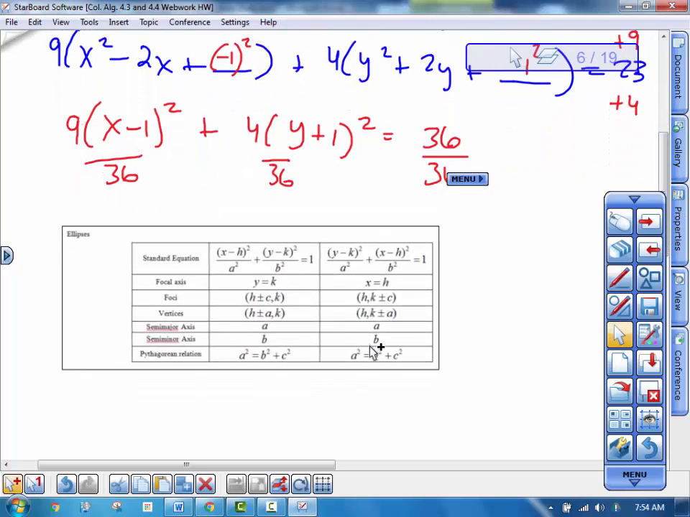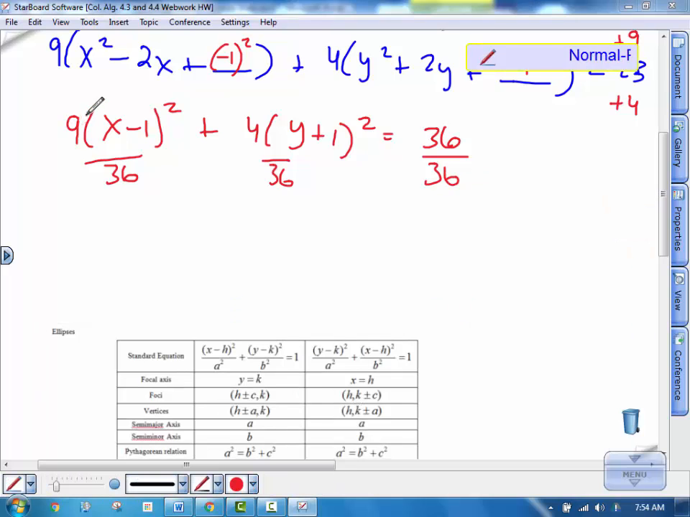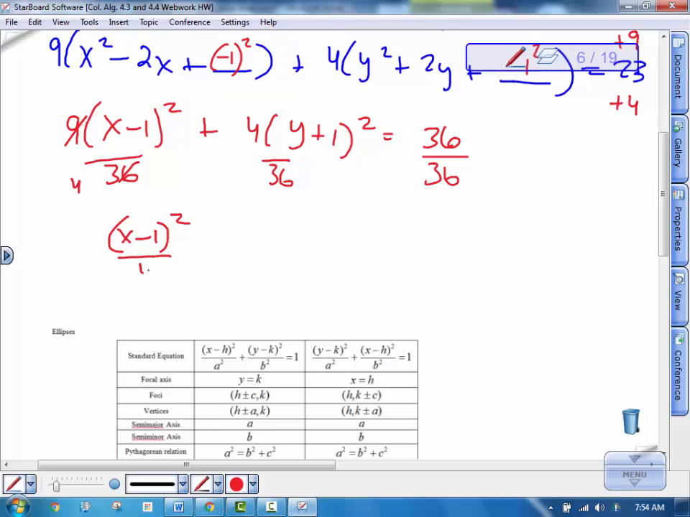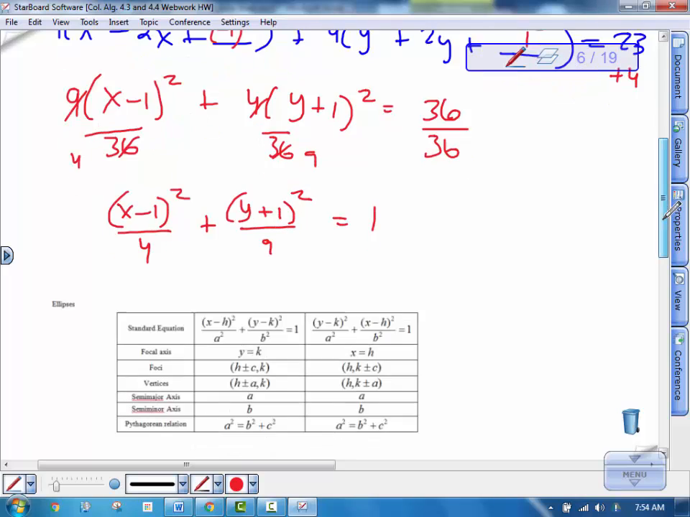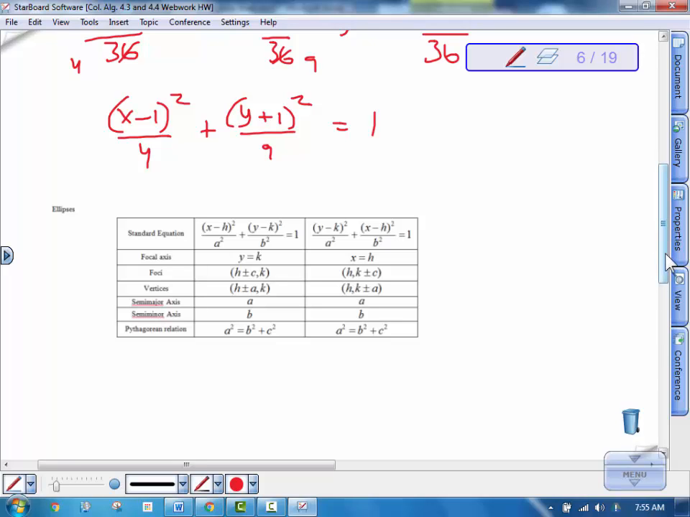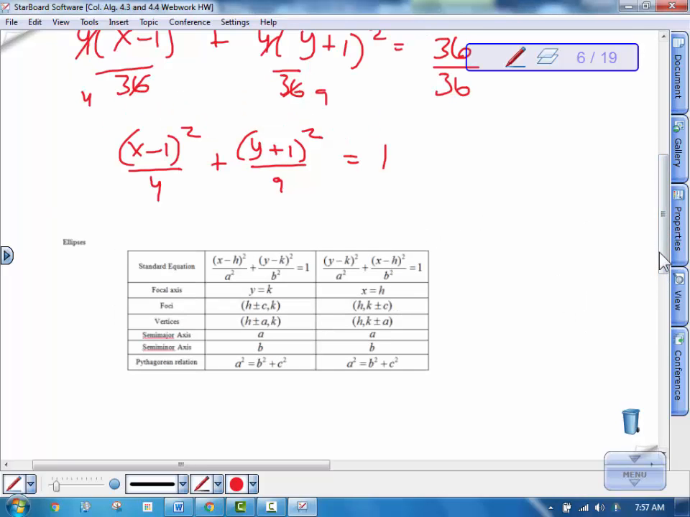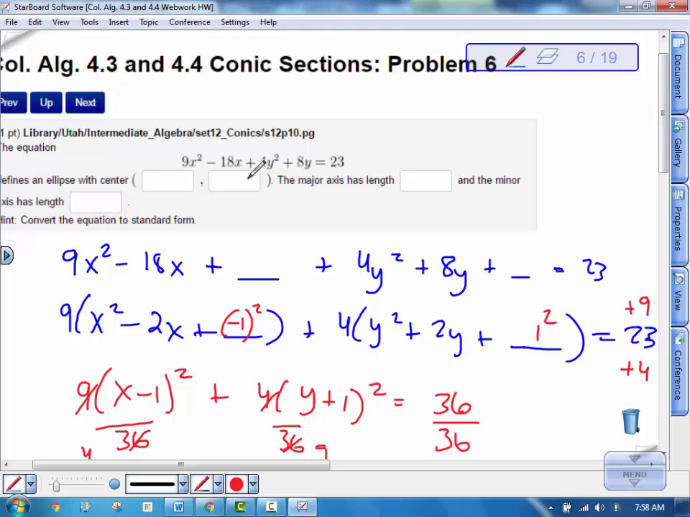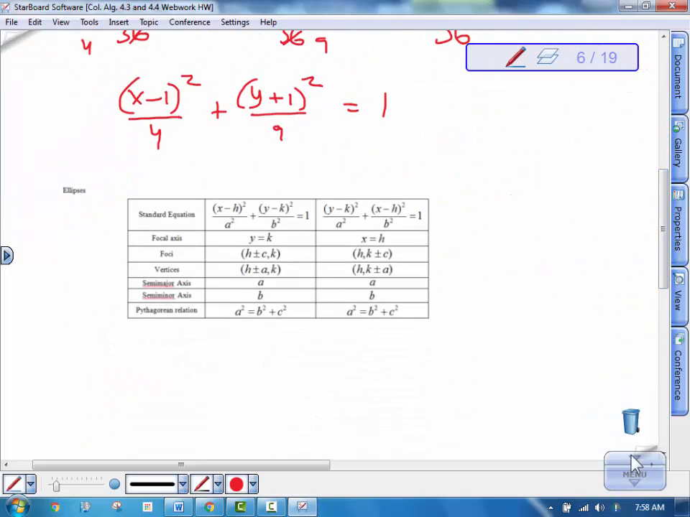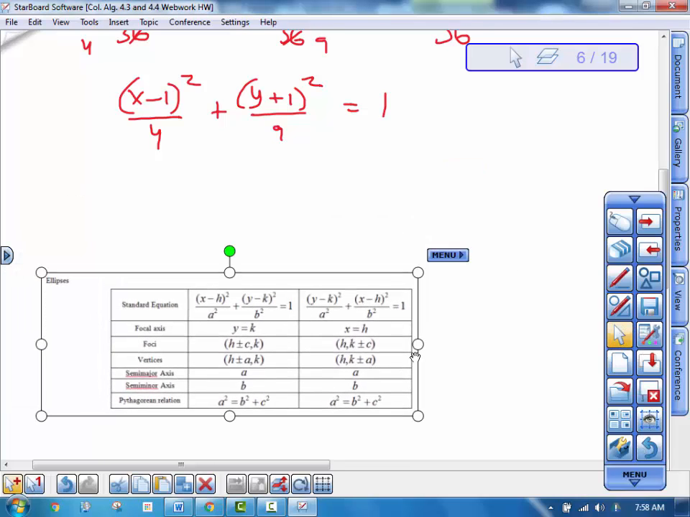Alright, now if I simplify, 9 goes into 36 4 times, so it becomes x minus 1 squared over 4 plus, 4 goes into 36 9 times, so y plus 1 squared over 9 equals 1. So there's my standard form for an ellipse. I think that's all they wanted. Oh, they actually want the center, and then the length of the major axis and the length of the minor axis. So all that information is right here. I'll show you how to find it.